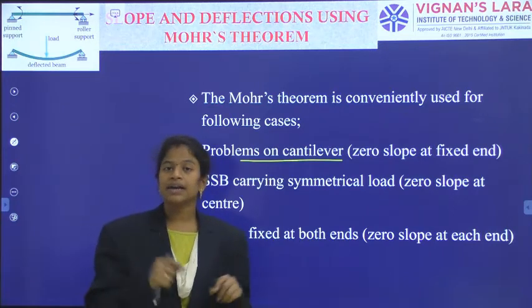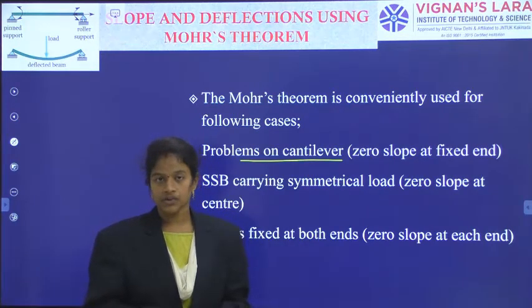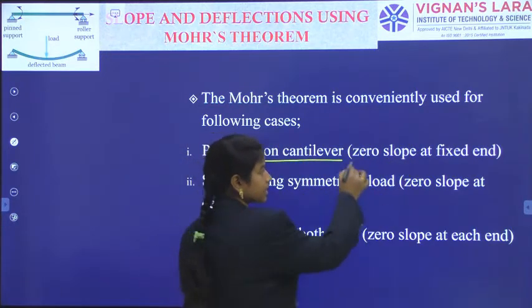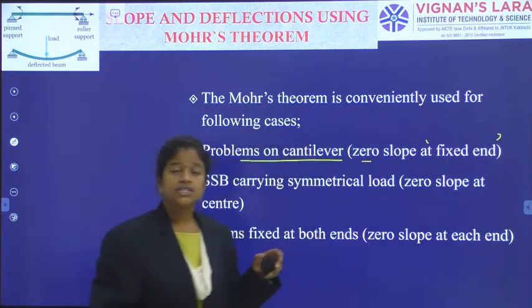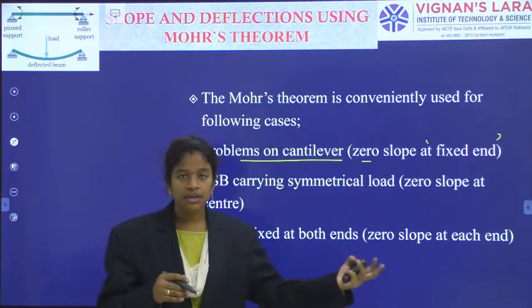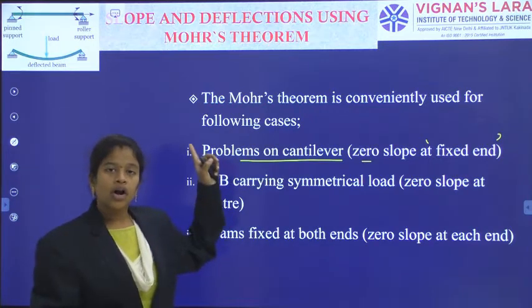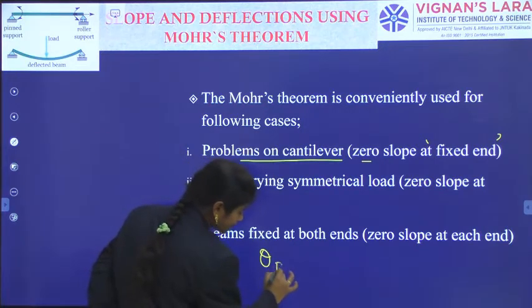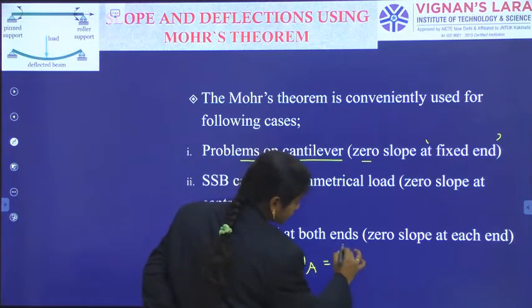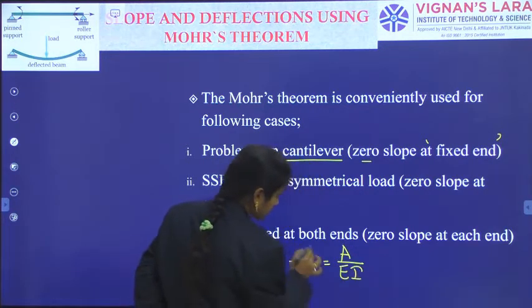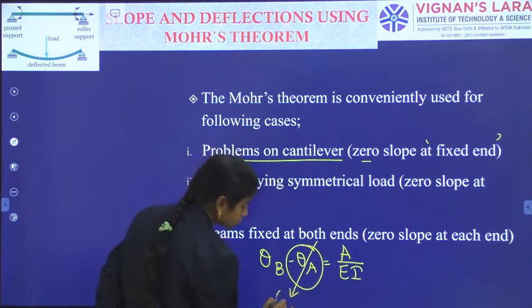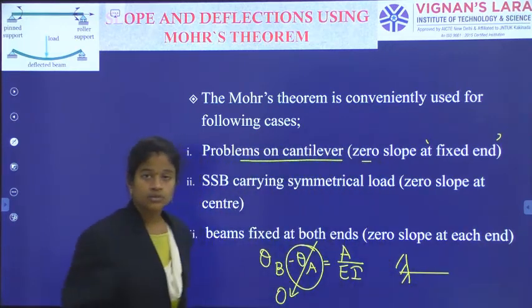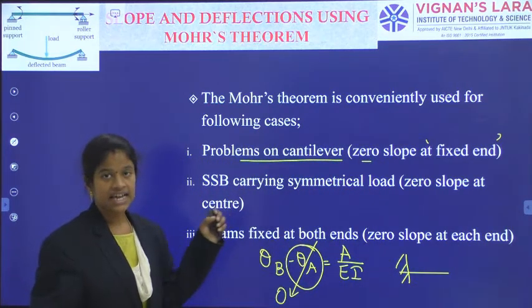If any one is becoming 0, I can directly evaluate the next value. So, in the cantilever conditions, theta A is always 0, as 0 slope will be at the fixed end. So the only equation will directly give me the slope at B. That's why for all types of cantilever beams, I can use this Mohr's theorem, because theta B minus theta A is equal to A by EI, and this theta A is becoming equal to 0 because at the fixed end there is no slope. This is one case I am using for the Mohr's theorem.